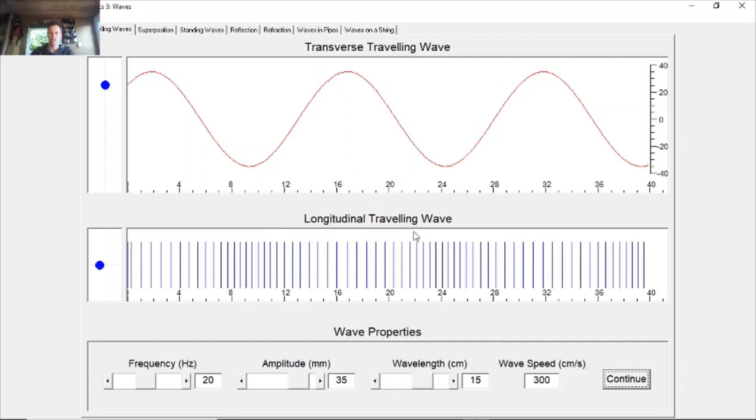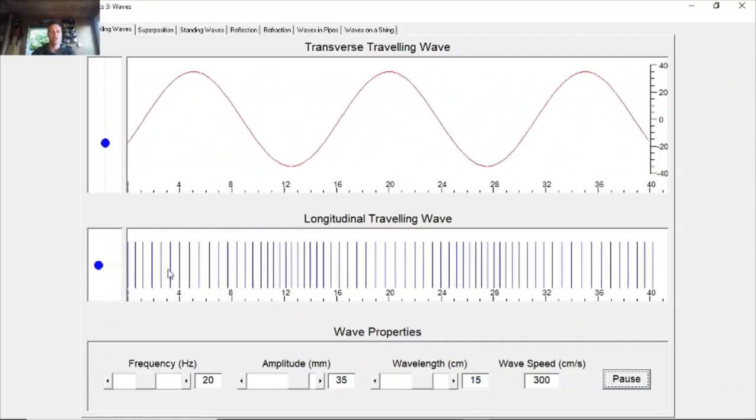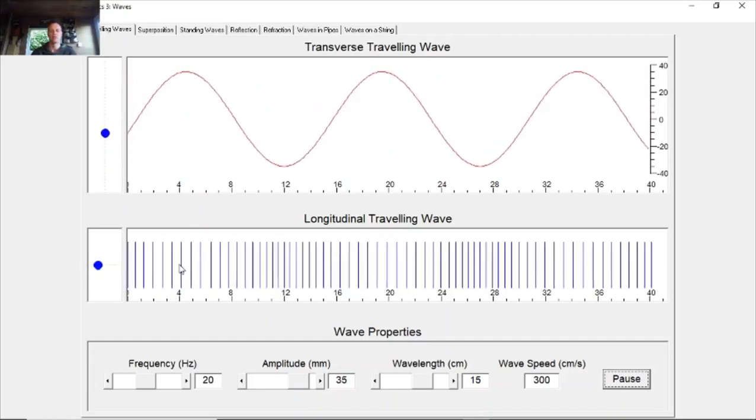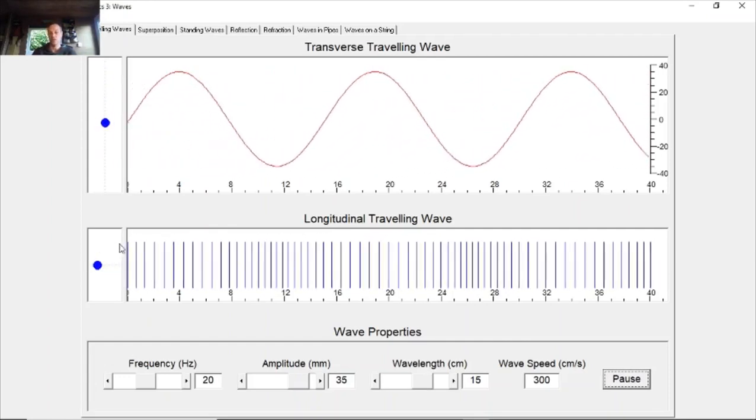And that's got a weird name, it's called rarefaction. And rarefaction basically means where they'll be stretched out, and this is compression where they're all stuck together. So therefore, a longitudinal wave is defined as where the particles vibrate in the same direction the wave travels. They vibrate horizontally, and also the wave is traveling horizontally from the left to the right.